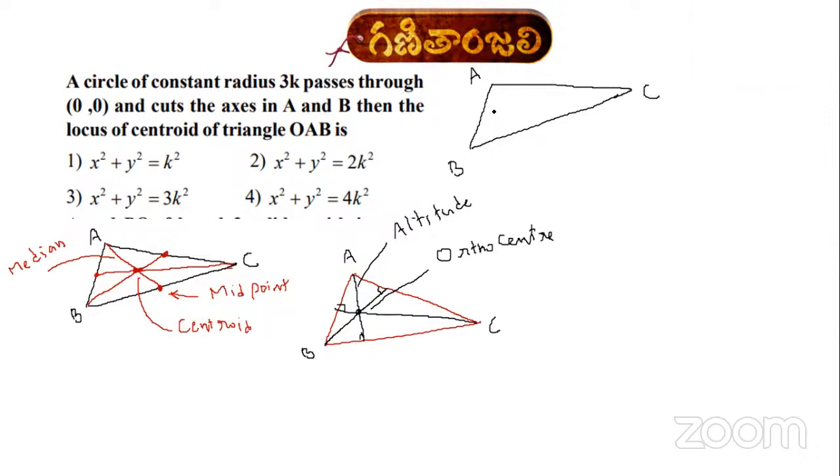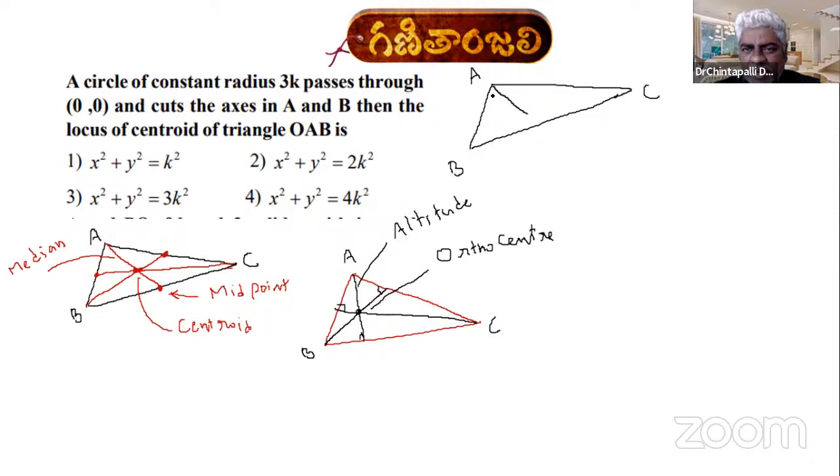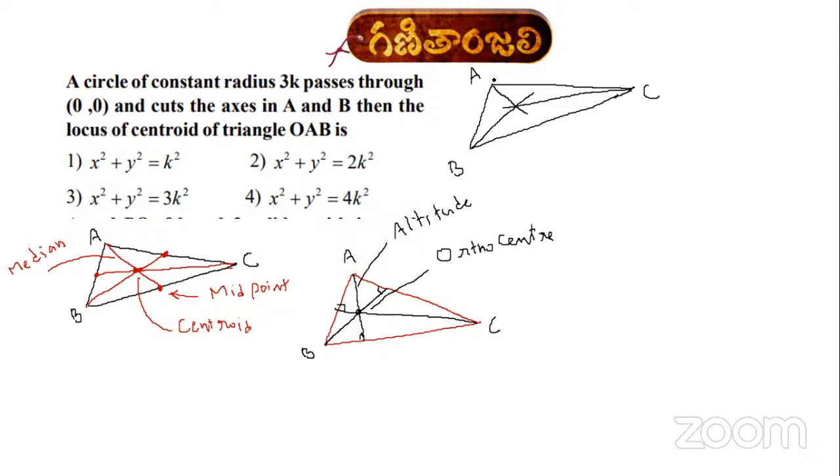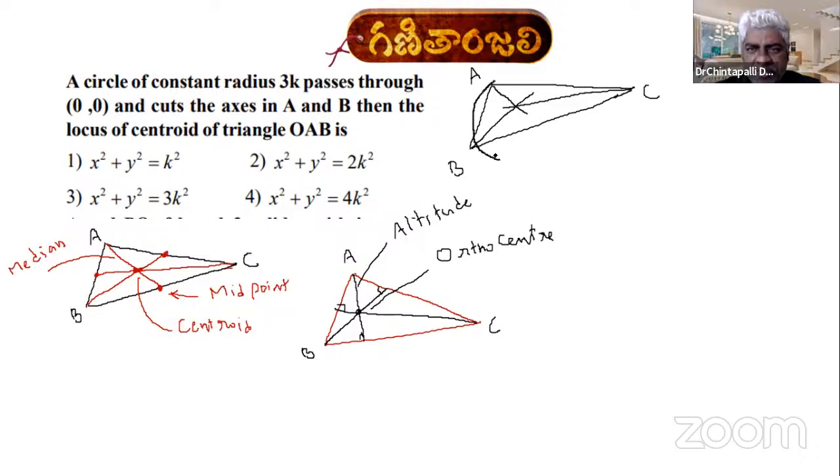Circumcenter. See, this is the angle bisector of A. This is the angle bisector of B. This is the angle bisector of C. Circumcenter, sir. Very good. A circle can be drawn with this as the center and the radius as any of these. This is called the circumcenter.